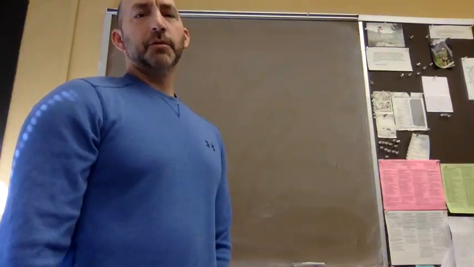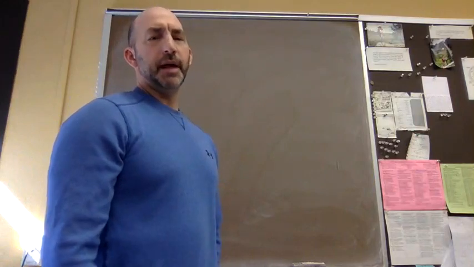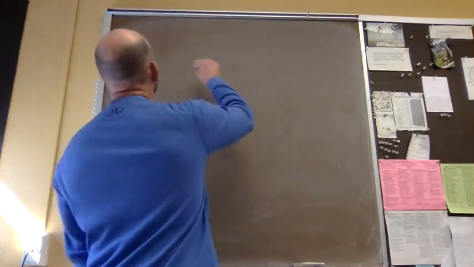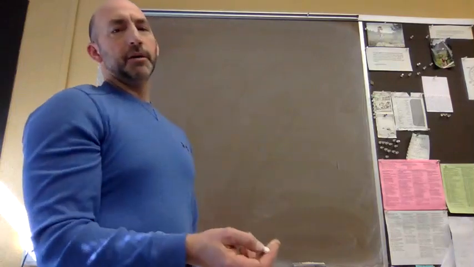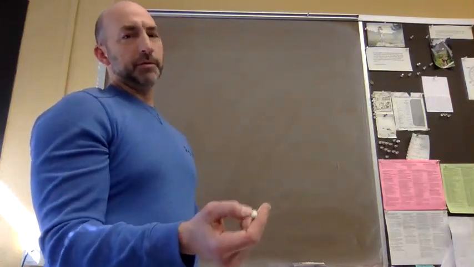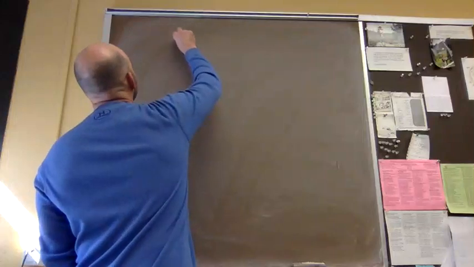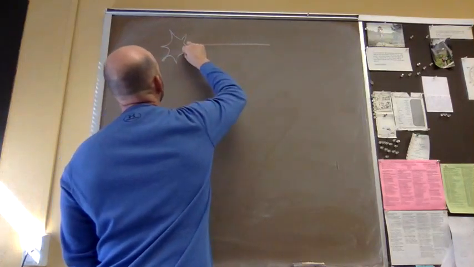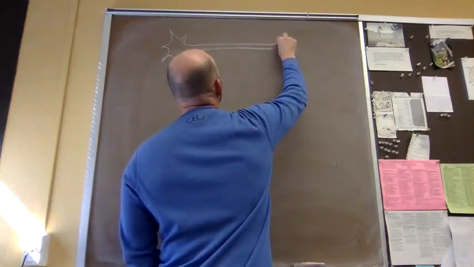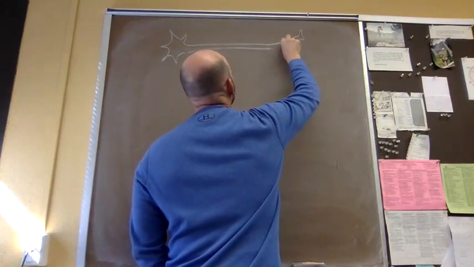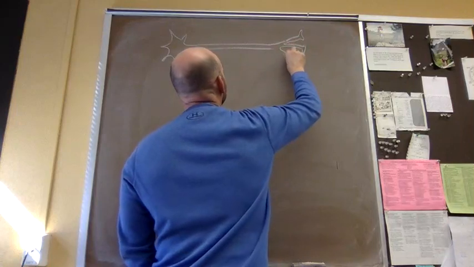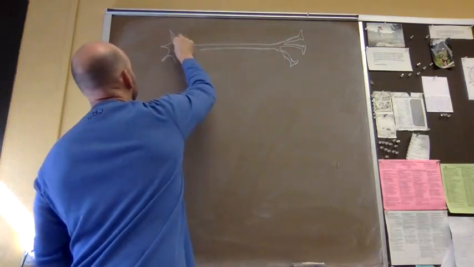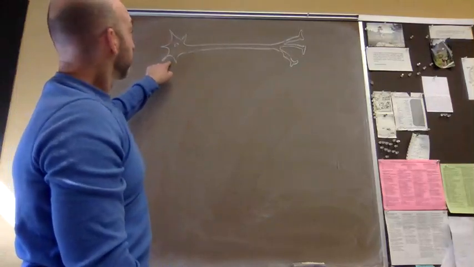Alright, here's a short video on synapses. Just as a refresher, I'll draw the standard multipolar neuron. Remember, they certainly don't all look like this, but we've got our standard multipolar neuron. Branching at the end of the axon, right? So soma and dendrites.